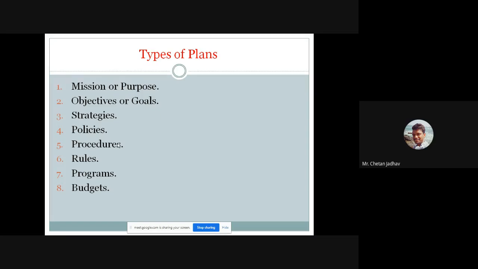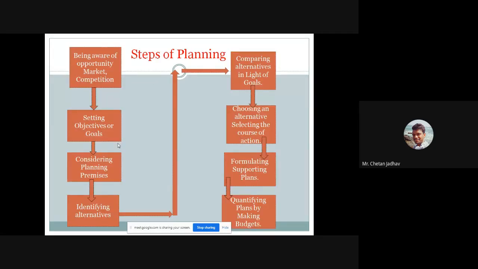So these are the types of plans. We will see the next point, the steps of planning. So what are the steps of planning in implementing a good plan? Now you can see one flowchart is there.